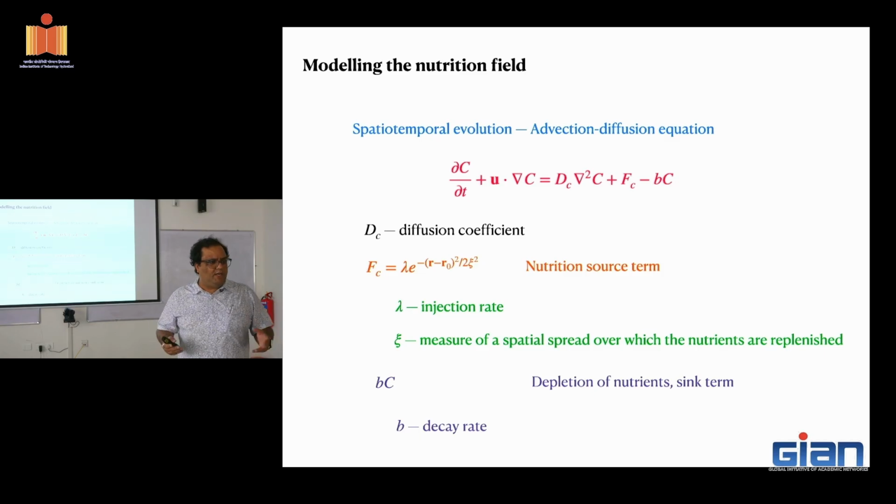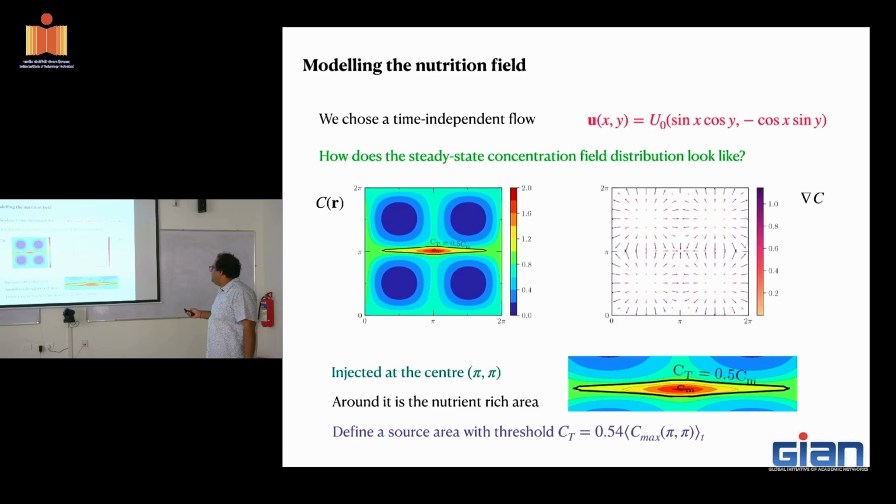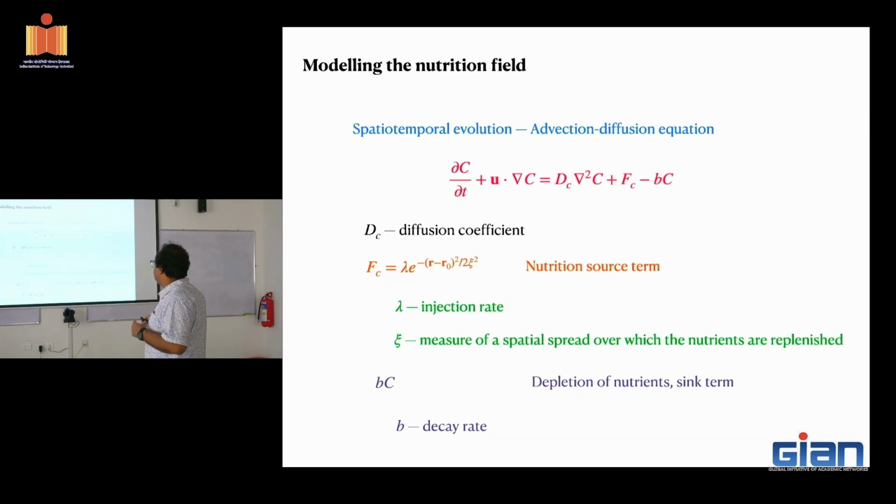Okay, a simple model I can take, and then there will be depletion of nutrients, which I will be simply modeling as minus b times some constant times C. Okay, so in the modeling of the nutrition field, I have chosen a time independent flow. Then I will be looking at the flow is time independent, and flow comes where? Flow comes in here, right? So you inject something, the nutrient will be diffusing and advected, right?